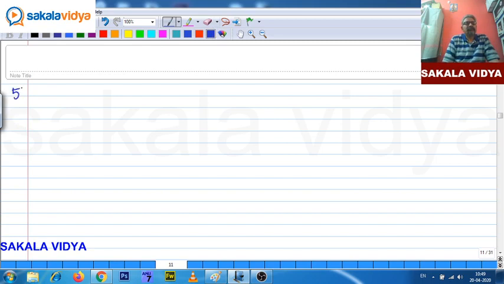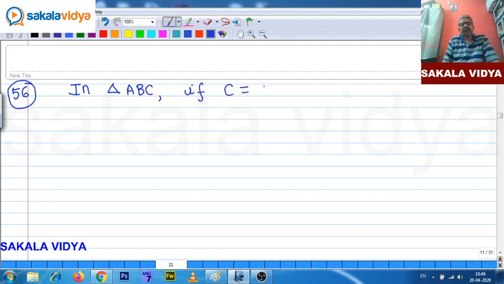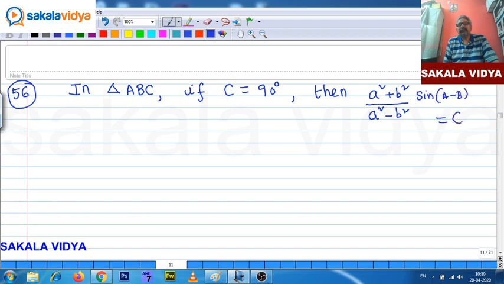So 56th problem. In triangle ABC, if C is equal to 90 degrees, then (a square plus b square) by (a square minus b square) times sine of (A minus B) equals to: first option is 1, second option is 2, third option is 3, fourth option is 4.